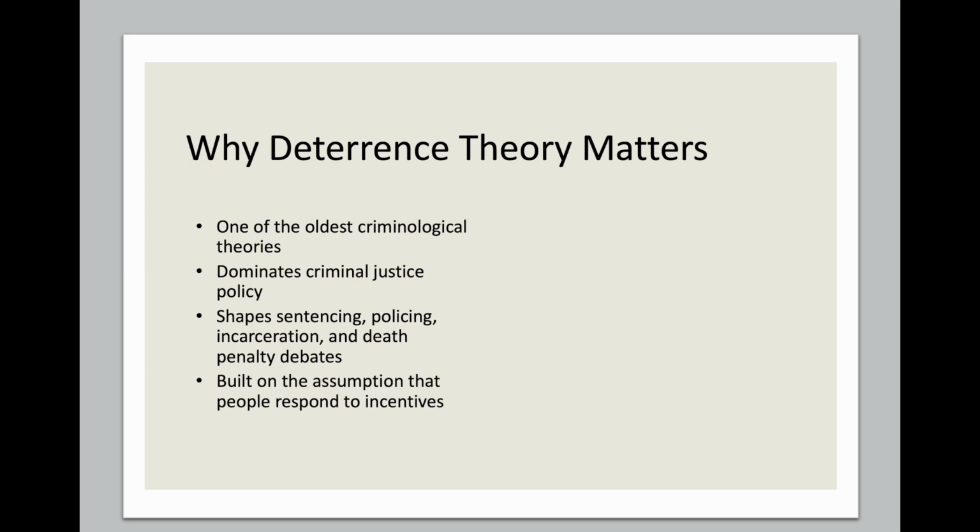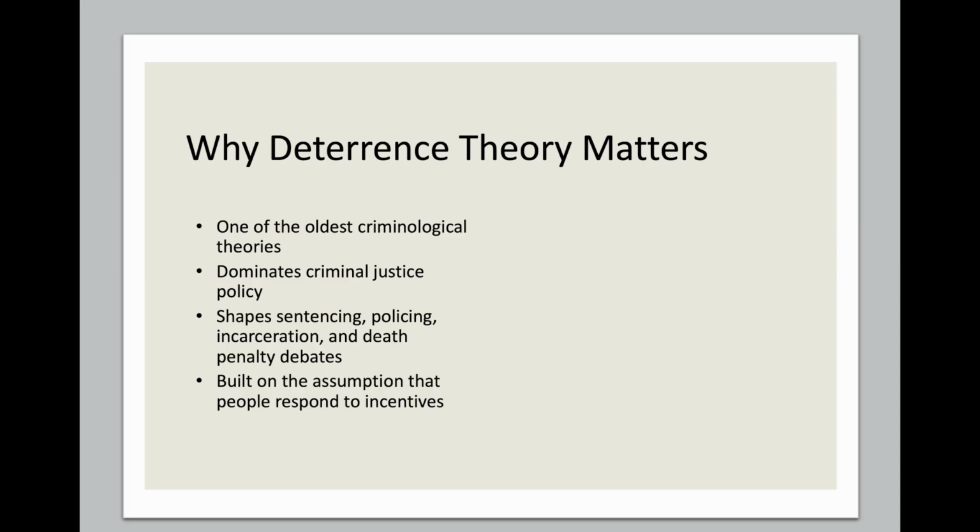Second, deterrence theory remains one of the most influential perspectives in criminal justice policy. Even when policymakers don't explicitly use the phrase deterrence theory, they often rely on deterrence assumptions. For example, when legislators support harsher prison sentences, they're usually assuming that harsher punishment will discourage crime. When police departments increase patrols in high-crime areas, they're often assuming that visible enforcement will increase perceived certainty of punishment.